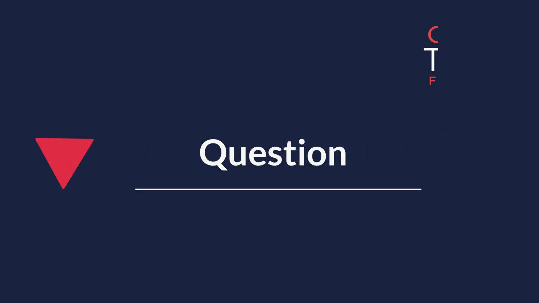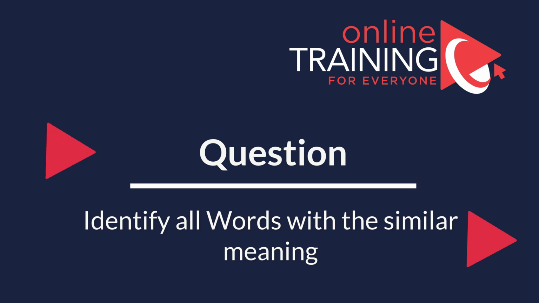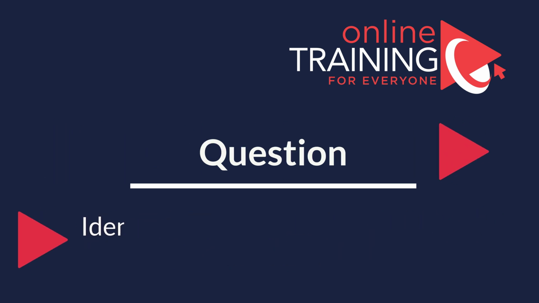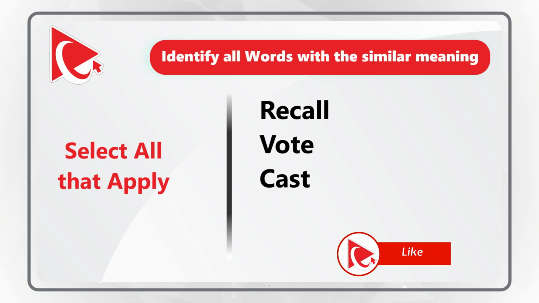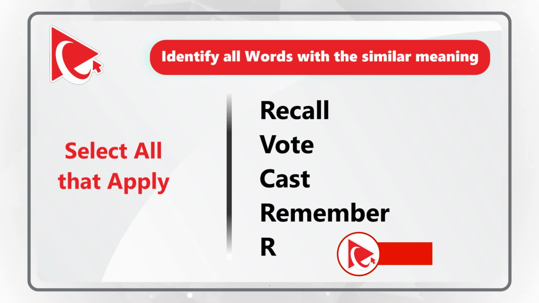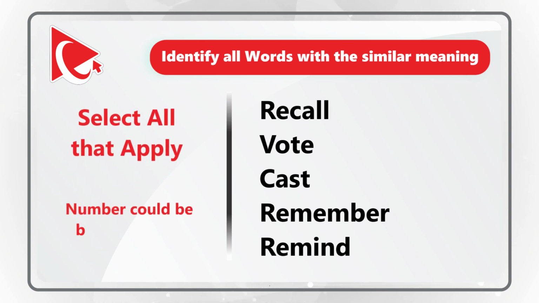Very frequently on the test, you need to identify words with similar meaning. In this case, you're presented with 5 words: recall, vote, cast, remember, and remind. Which words on the list have a similar meaning? Very interesting question, because the number could be between 2 and 5. Did you get to the answer? Let's move forward and I'll share with you the correct solution.